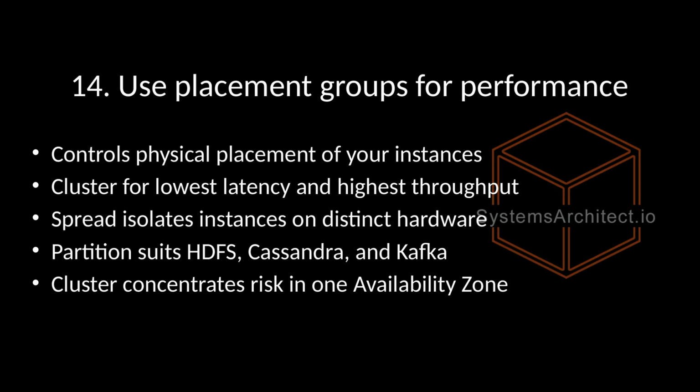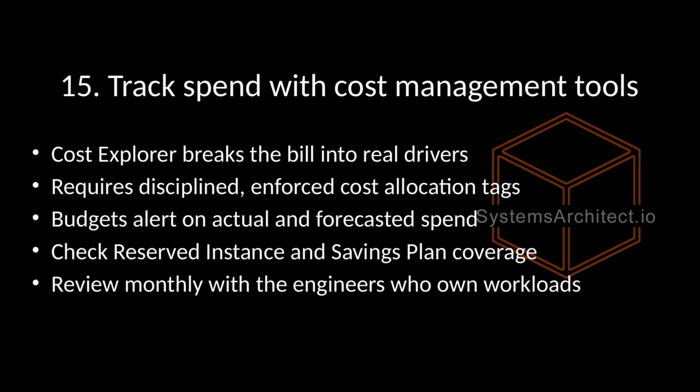14. Use placement groups for performance. A placement group tells EC2 how to physically position your instances. There are 3 strategies. Cluster packs them together in one zone for the lowest latency. That is what high-performance computing and tightly coupled simulations need. Spread puts each instance on distinct hardware, so one failure cannot take 2 down. Partition splits the group into separate failure domains, built for Cassandra, Kafka, and HDFS. A cluster group concentrates all your risk in one zone.